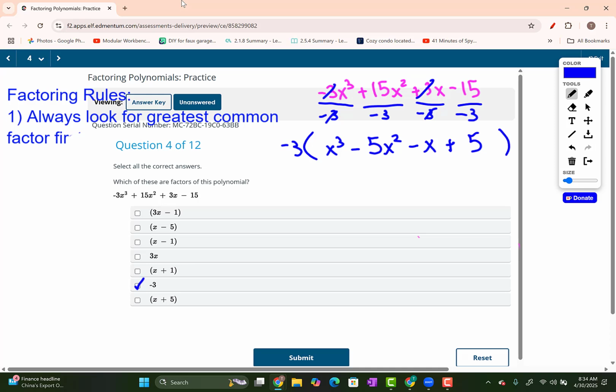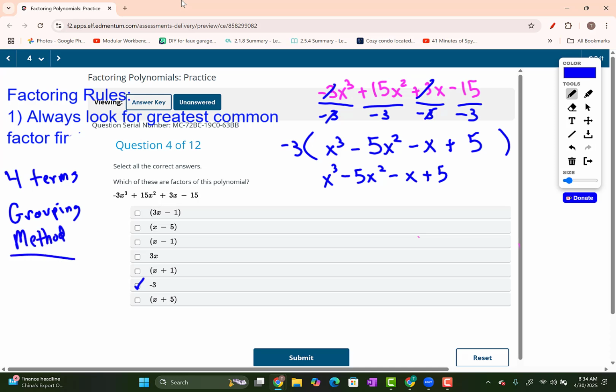And then really, since our goal is to factor this and not solve it, we can forget about the negative 3 and we need to factor the rest of this problem. Now, anytime there are 4 terms, 4 terms is going to imply that we're going to factor using the grouping method, which is really similar to the greatest common factor method. The only difference is there's 4 terms.